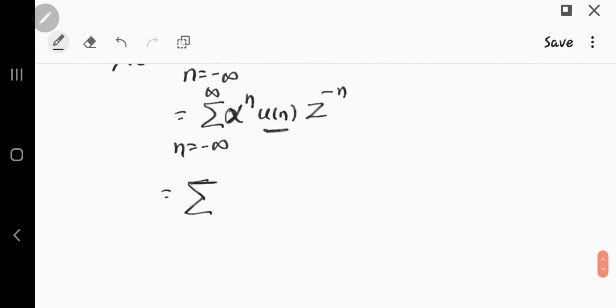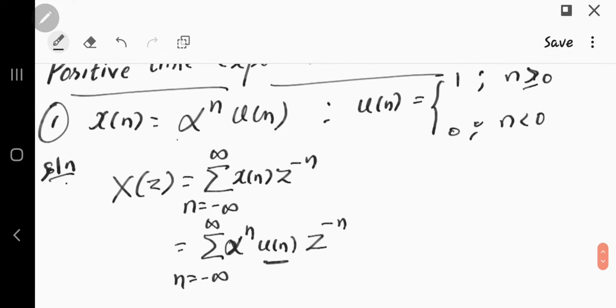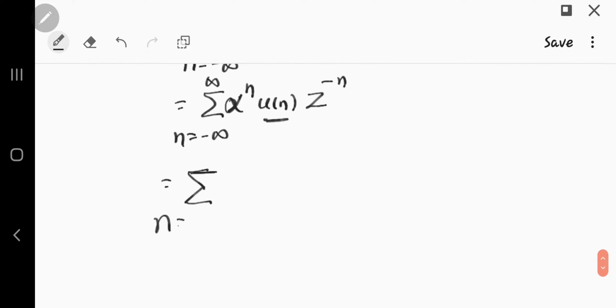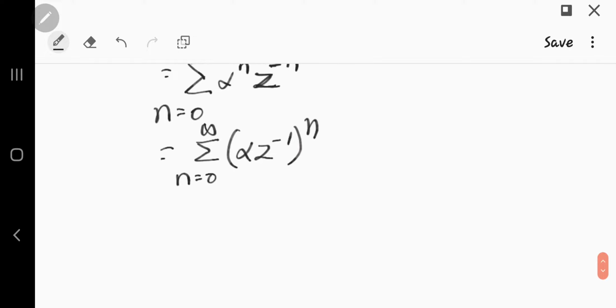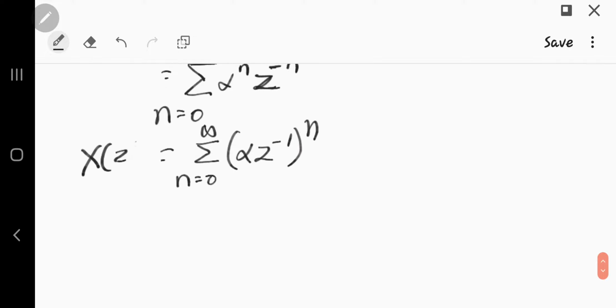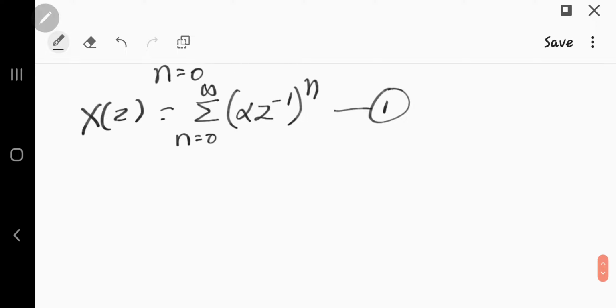Now u of n is present for only positive values of n, so therefore the limit changes from n varying from 0 to infinity of alpha^n into z to the power of minus n. So if you combine this, alpha and z have common power, so you can combine this. So this is my X of z.